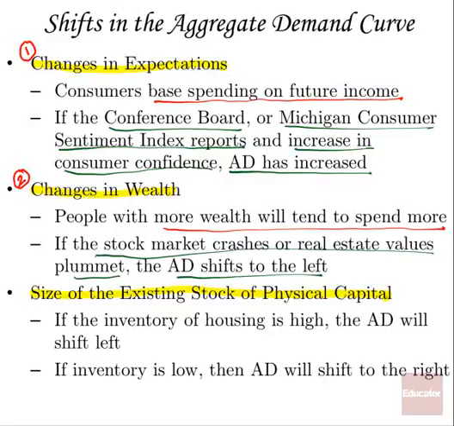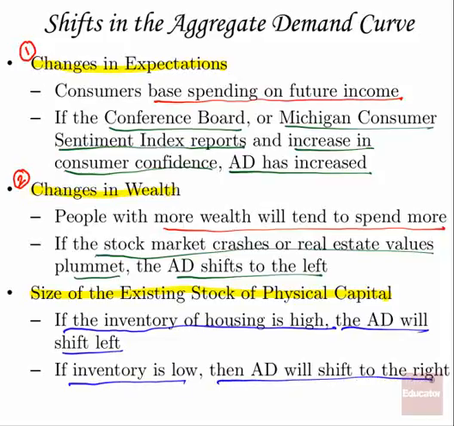And this one might be the least intuitive. If the inventory of housing is high, you might think that's a good thing, but actually that's a bad thing. The AD will shift to the left here. If the inventory is low, then aggregate demand will shift to the right, because if inventory is high, there's less incentive to build more houses, and therefore business investment is going to decrease. With a surplus of inventory, you just deplete that inventory, and that's not included as part of the GDP. Whereas if inventory is low and more production has to take place as a result, then you're going to have an increase in aggregate demand.